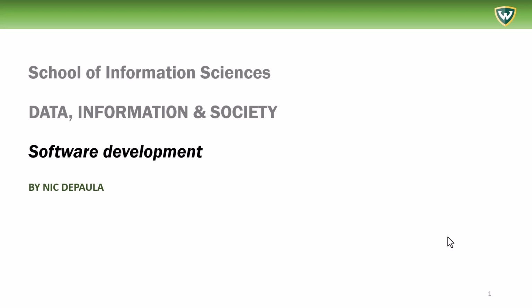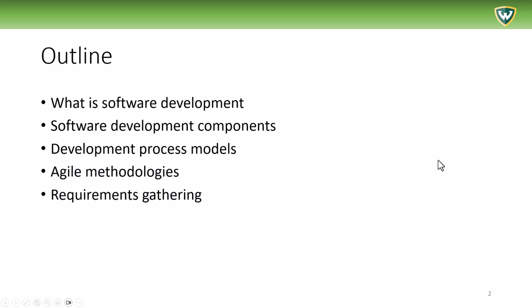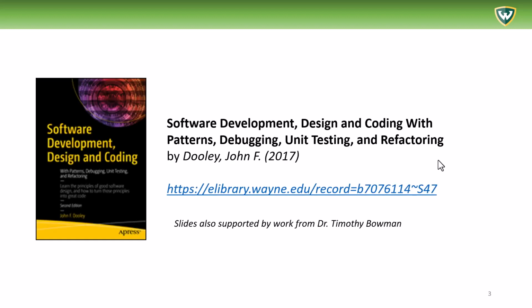Hi everyone. Today we're going to be talking about software development, and we're going to talk about what is software development. We will talk about some components of software development in a very general sense, and then in other segments we will talk about development process models, agile methodologies, and requirements gathering.